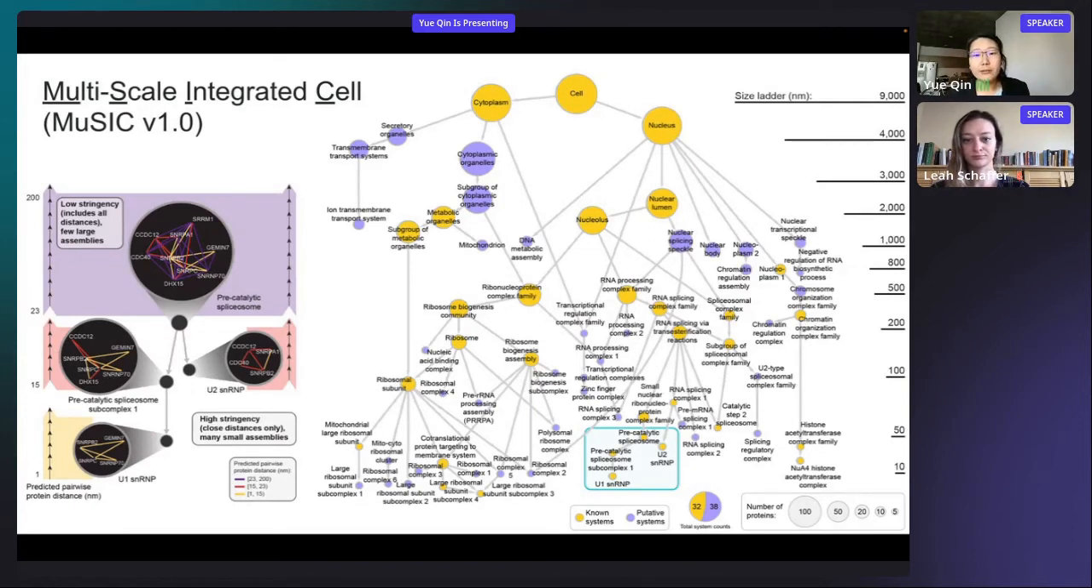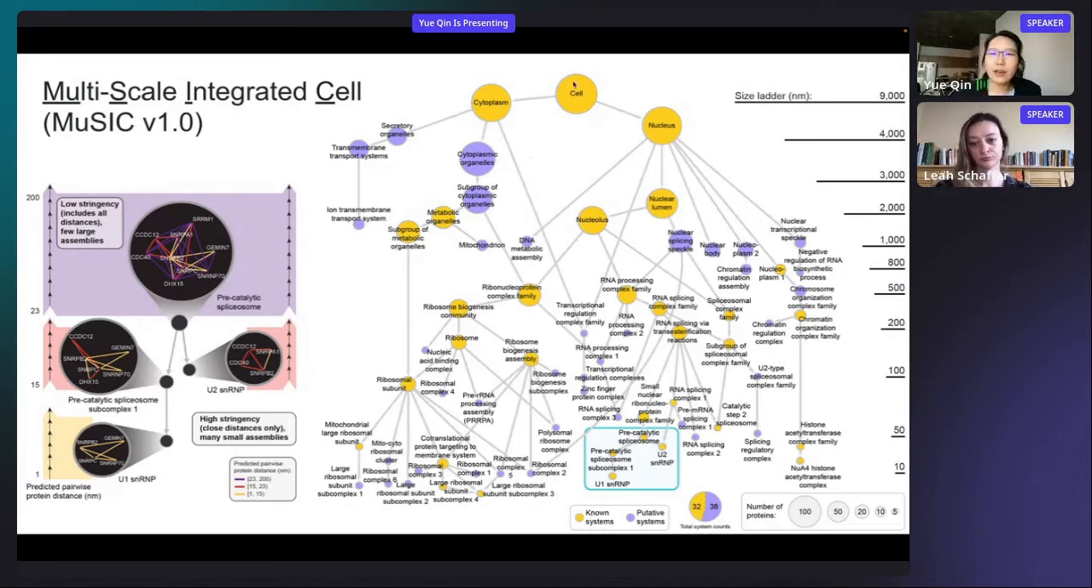So one major difference is we allow one protein system to be assigned to multiple parents. Through this way, this is a better representation of how you're able to capture the protein dynamics, for example, the pleiotropy of the protein and the multi-localization of the protein, and thus better represent the cellular biology.